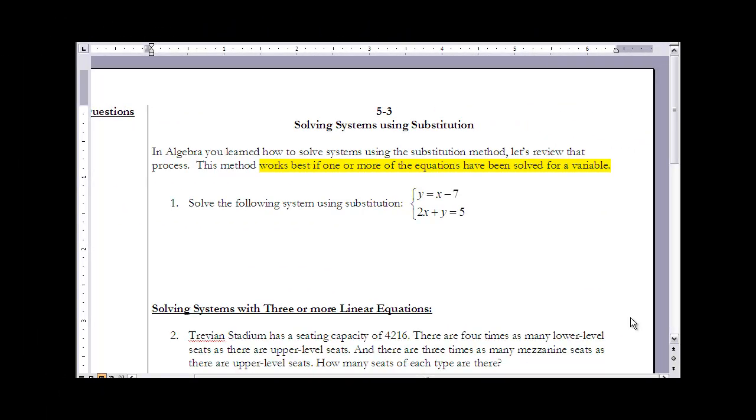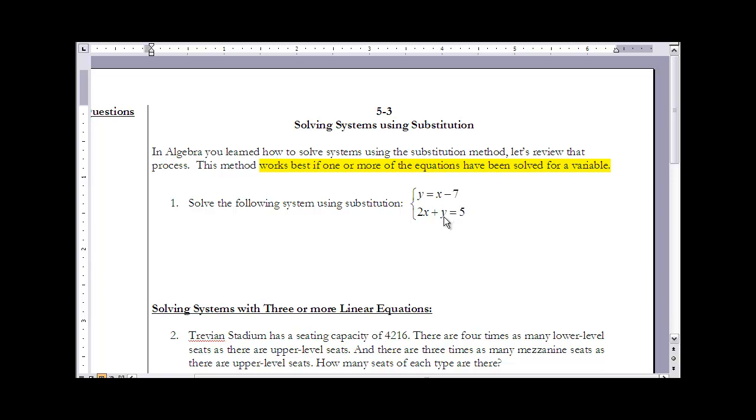Okay, so let's take a look at example 1 here. It says solve the following system using substitution. And we have y equals x minus 7 and 2x plus y equals 5. This is a perfect example of a situation where we might want to use substitution. You'll notice that we have y is equal to x minus 7, so we can take that x minus 7 and substitute it for y down here in this equation.